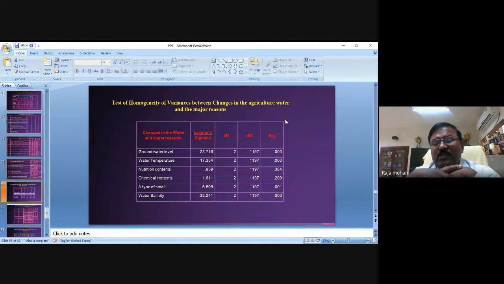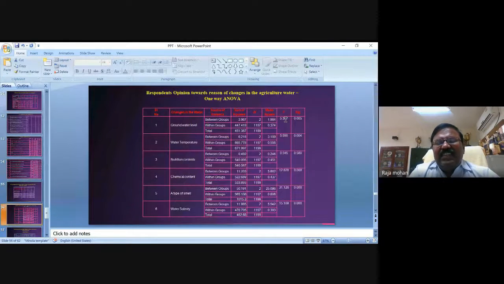Why has he used it again, you may ask? For the same concept he used one way ANOVA again. The problem is that he wanted to find the homogeneity of the data, and it says that there is no homogeneity in two concepts. For that, he wanted to know whether we have any significance or not.